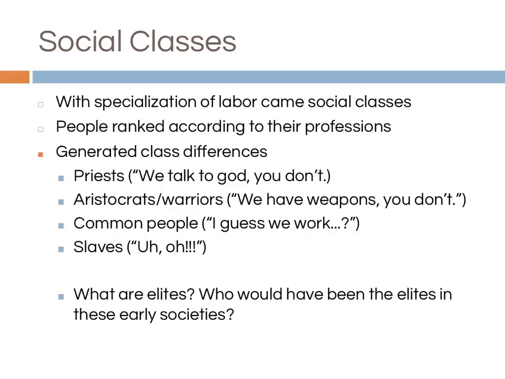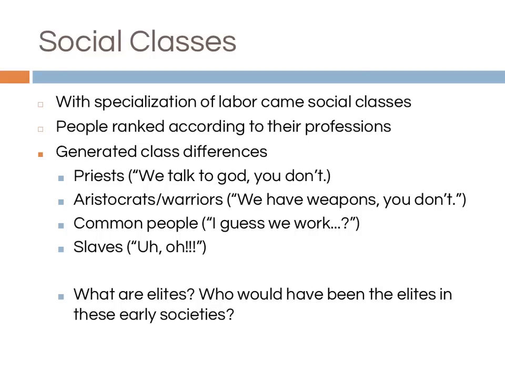So with specialization of labor that occurred as a result of agriculture, we also have the beginning of social classes. Social classes, social hierarchy, social stratification, all are terms that represent the idea that there's a few wealthy people at the top, and then we kind of go down from there in a pyramid, pretty much, through different social classes. And so people tend to be ranked according to their profession and according to their wealth.